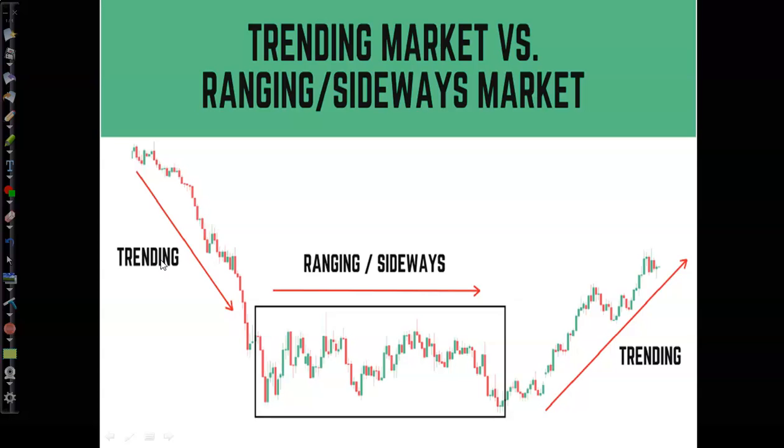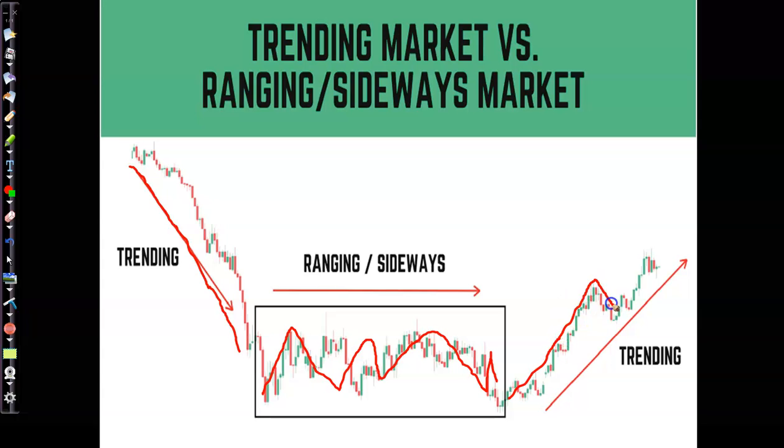Okay, trending market versus ranging and sideways market. Now in this area you can see price is running in a downtrend. So this is called a trending market, and right now you can see price has no trend, and this is called a sideways market, and here in this area, you can say this is the uptrend.